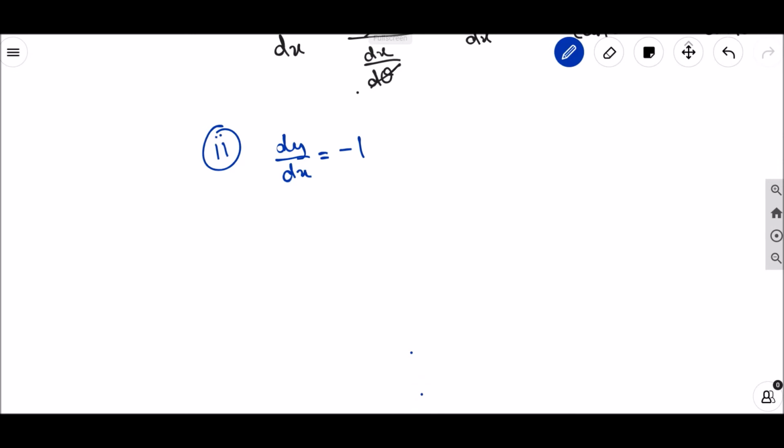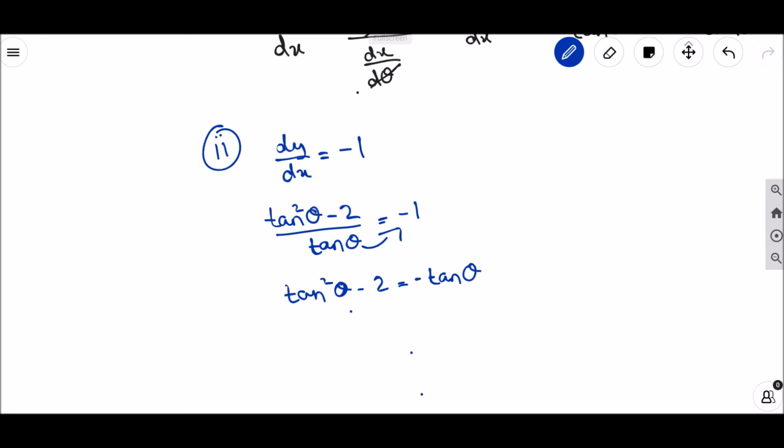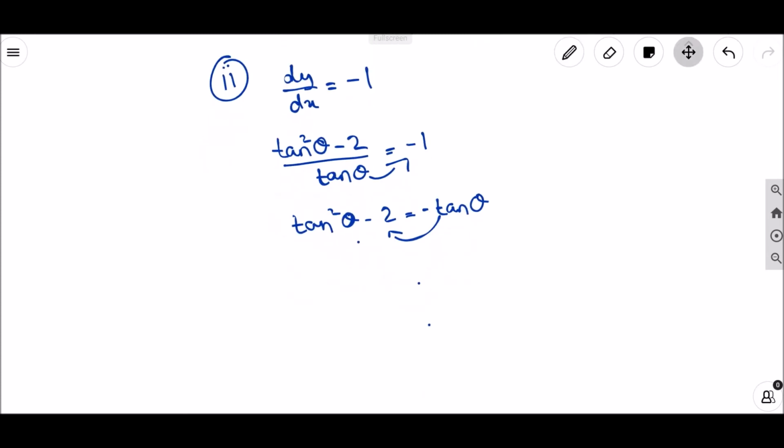We just found out dy over dx, so we'll write it as it is: tan squared theta minus 2 over tan theta is equal to minus 1. Now I'll rearrange. So tan theta will go here. It will be tan squared theta minus 2 is equal to minus tan theta. Now we can bring minus tan theta to this side so that we form a quadratic equation. So it will be tan squared theta plus tan theta minus 2 is equal to 0.